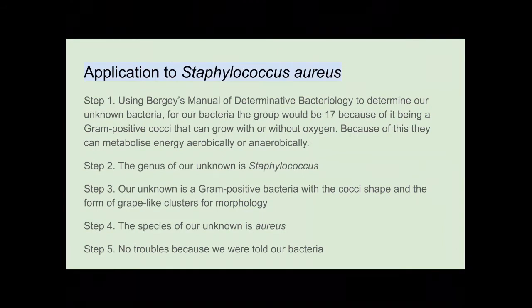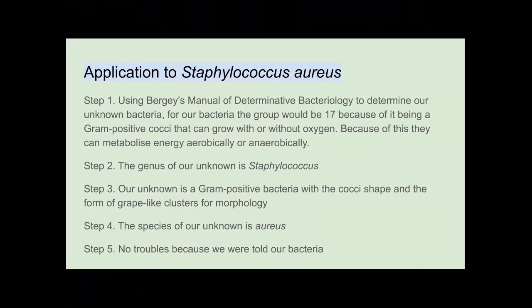Okay, so let's apply this to Staphylococcus aureus. So in Bergey's manual, our unknown bacteria is in group 17. It is a gram-positive cocci, and it grows with or without oxygen. That's why it's called a facultative anaerobe. And because of that, it metabolizes energy aerobically or anaerobically as well.